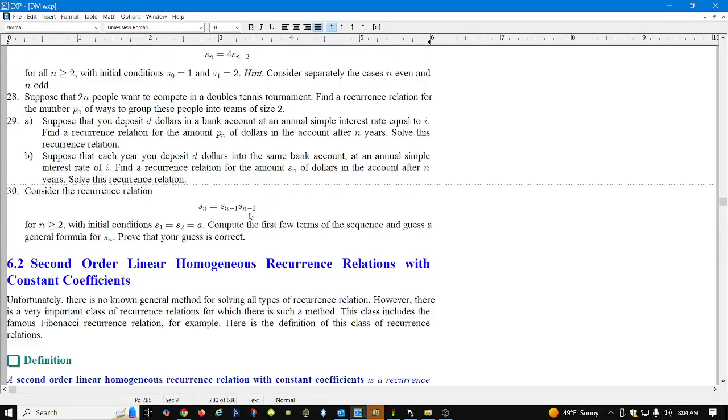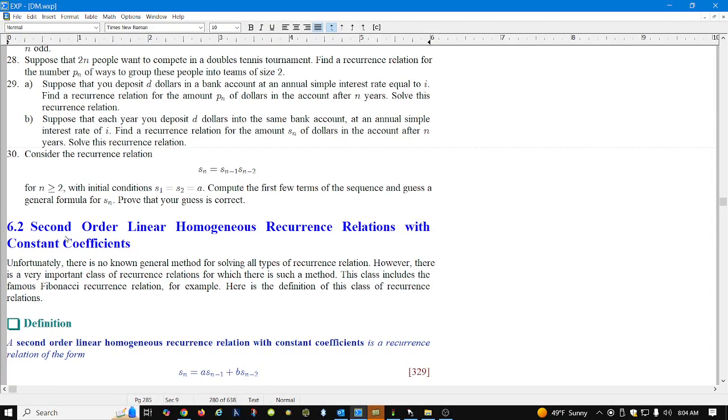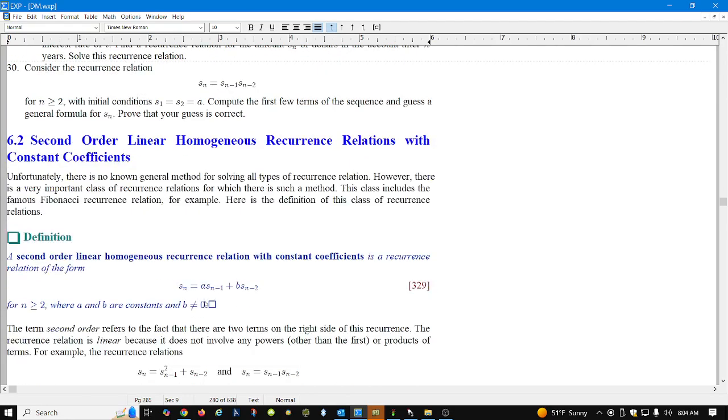In the next video, we'll talk about second-order linear homogeneous recurrence relations with constant coefficients. It's a mouthful, but it's not as bad as it looks. They just look like this. Sn equals A Sn minus 1 plus B Sn minus 2.